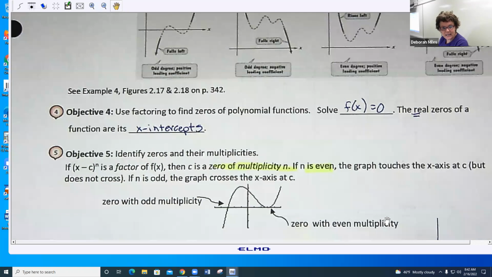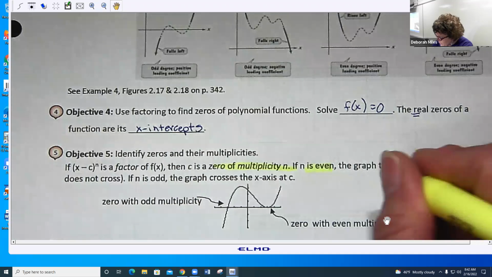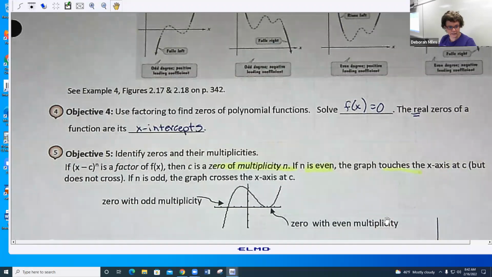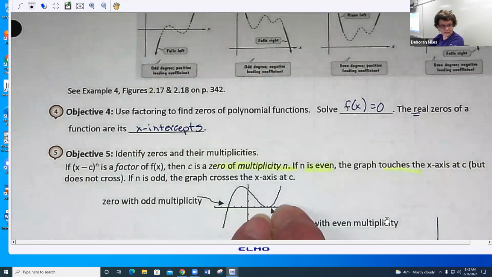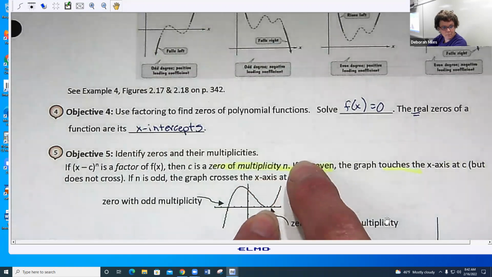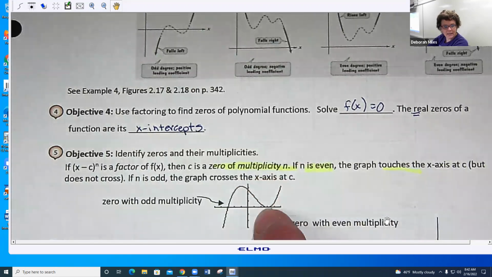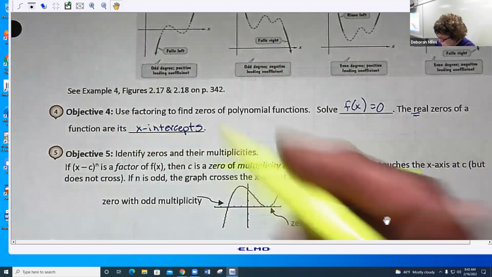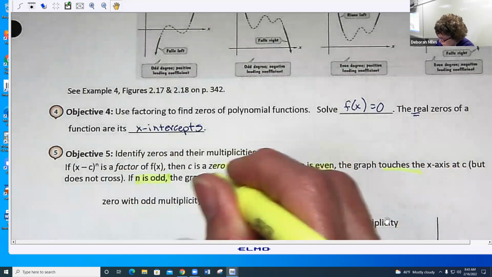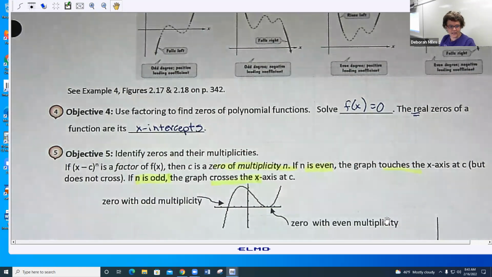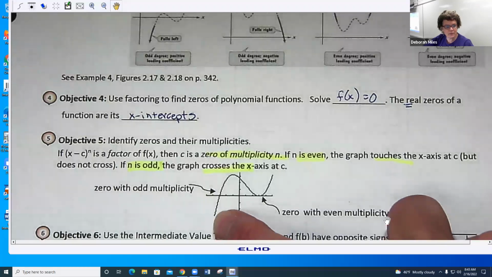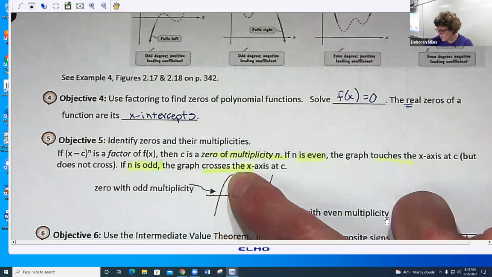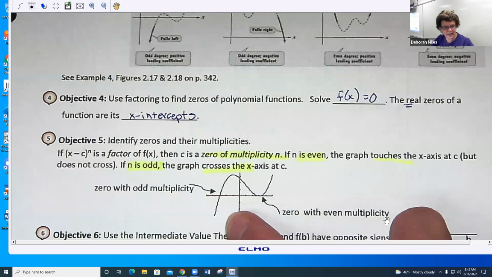If the multiplicity is even, then the graph touches the x-axis but doesn't cross it. It looks like this. It's either coming down, hits the x-axis, does a U-turn and goes back up, or it could be coming up, hit the x-axis, does a U-turn and come back down. But the graph touches at that point, doesn't cross. And if the multiplicity is odd, then the graph crosses the x-axis at that 0. It could either be coming up from the left, cross the x-axis, keep going, or it could be coming down from the left, cross the x-axis, and keep going.